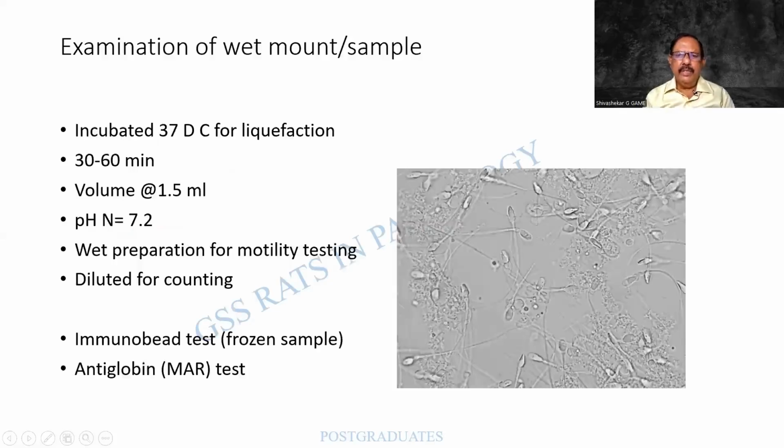Examination of the wet count of the sample is again important. Incubated at 37 degrees for liquefaction. 30 to 60 minutes is the maximum time. Volume, again I have mentioned, pH has to be 7.2. A lower pH indicates acidity. And the wet preparation is used for testing the motility. Here again, beautifully you will be able to see the motility of the sperms.